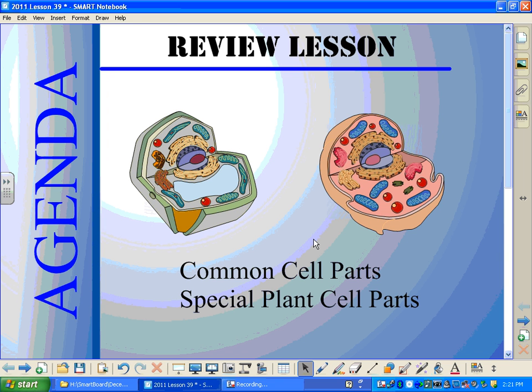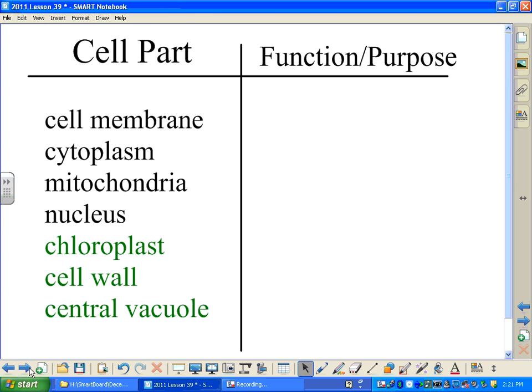cells do not have. During this review lesson, I suggest that you have your notebook open and you have a chart to keep track of the parts and their purposes. Your chart will look like this. If you'd like to take a moment and pause the video now so that you can copy down this chart, this will be the order in which we discuss each of the cell parts.